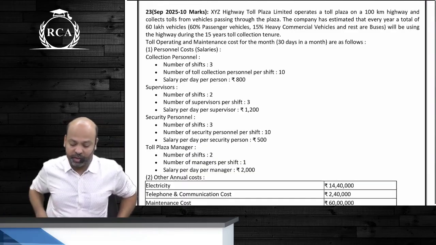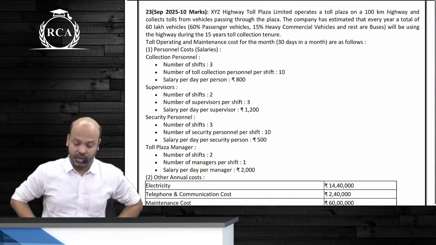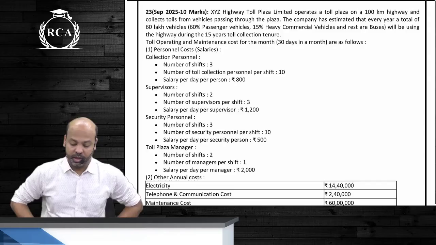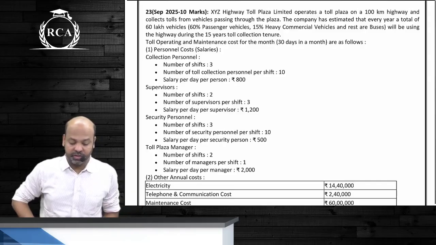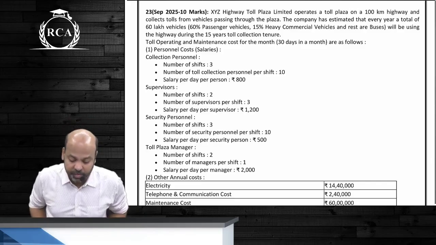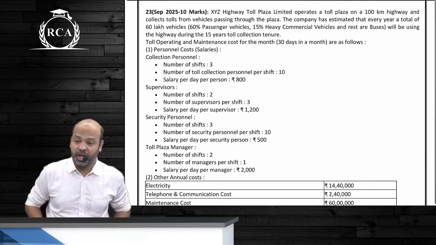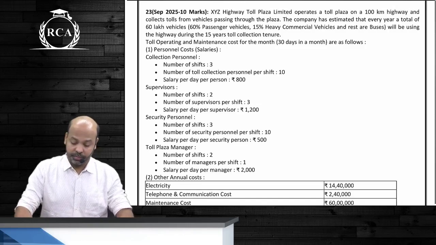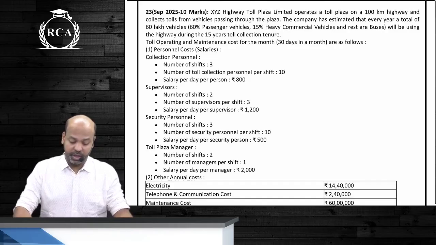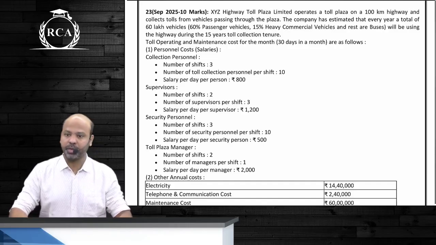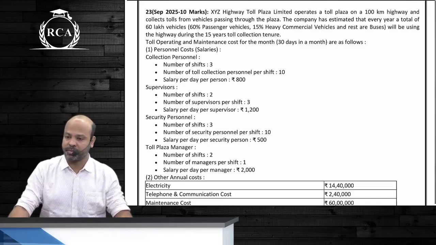XYZ Highway Toll Plaza Limited operates a toll plaza, guys, on a 100 kilometers highway and collects tolls from vehicles passing through the plaza. The company has estimated that every year a total of 60 lakh vehicles, 60% will be passenger vehicles, 15% will be heavy commercial vehicles, and the remaining will be buses. They will be using the highway during the 15 years toll collection tenure. We have the right to operate the road, beta, for a period of 15 years.